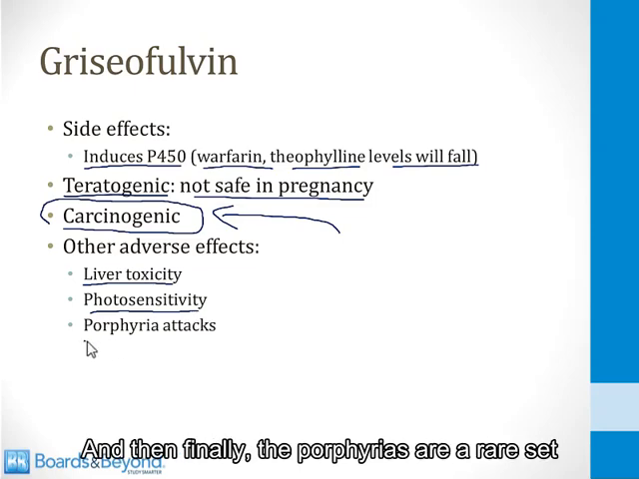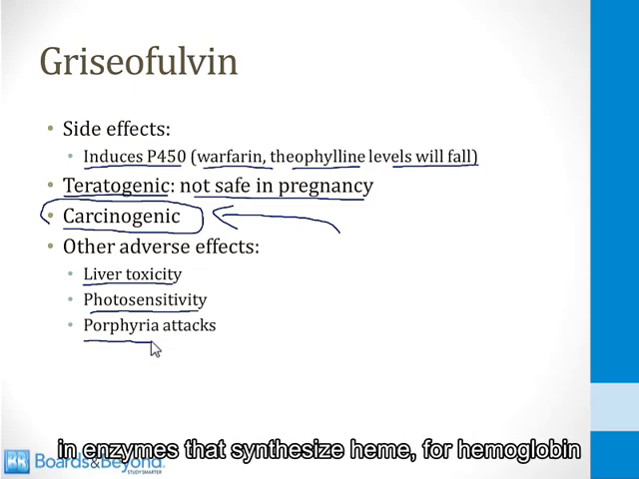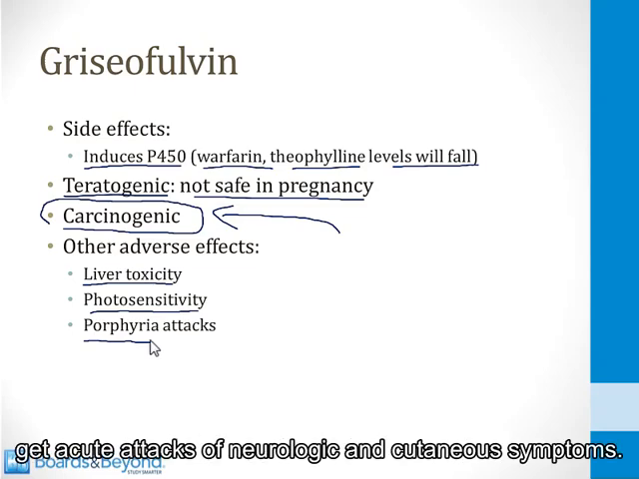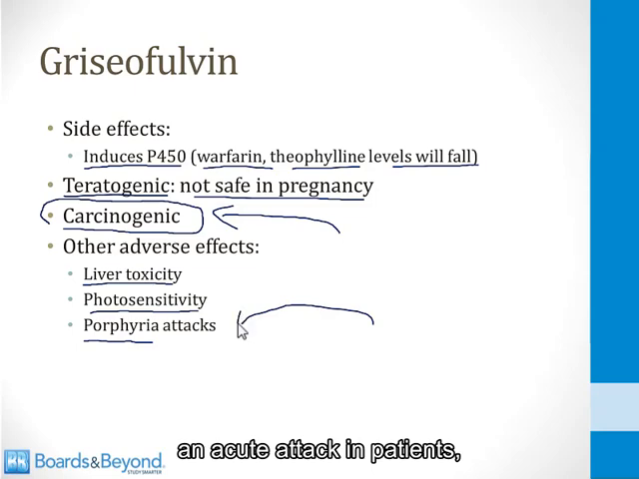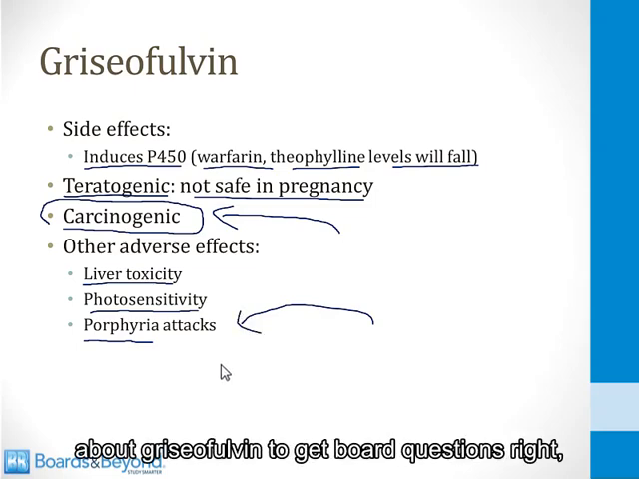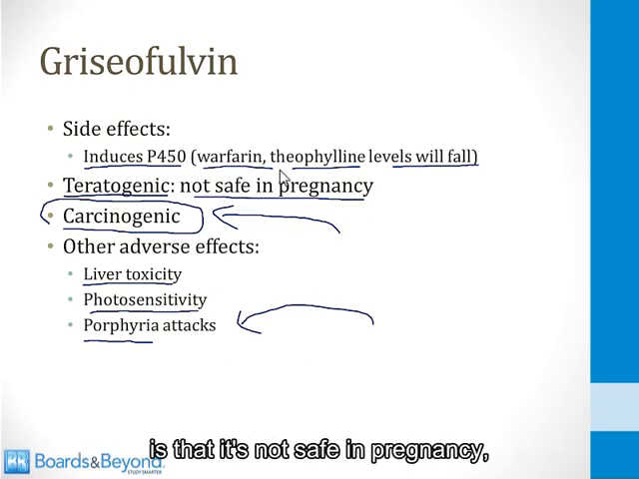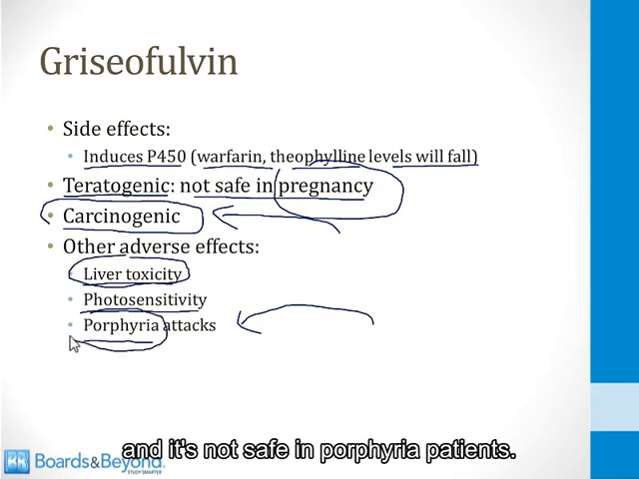And then finally, the porphyrias are a rare set of disorders where patients have defects in enzymes that synthesize heme for hemoglobin, and patients with porphyrias get acute attacks of neurologic and cutaneous symptoms, and griseofulvin is one of many drugs that can trigger an acute attack in patients with these rare porphyria disorders. And an easy thing that I always remember about griseofulvin to get board questions right is that it's not safe in pregnancy, it's not safe in liver disease, and it's not safe in porphyria patients.